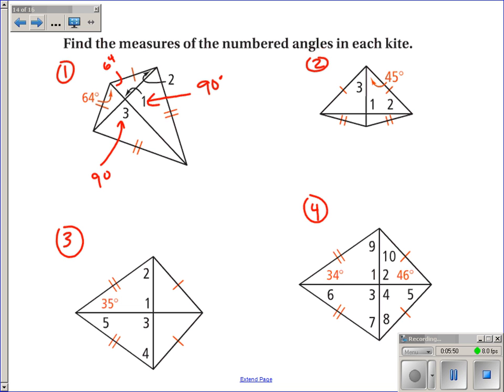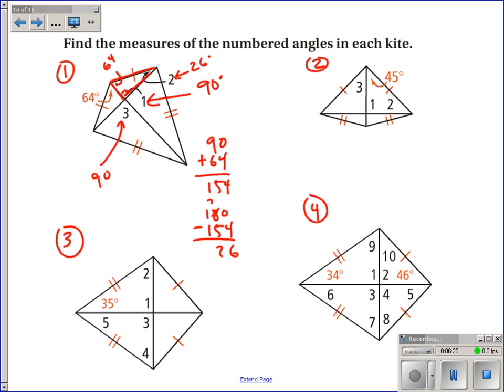Okay, so 64 and 90 and angle 2 add up to be 180 because they're a triangle. Okay, so I will take 90 plus 64, and I get 154. And I subtract that from 180 to find the measure of angle 2. And I get 26. So angle 2 is 26 degrees. Okay, and that's number 1.